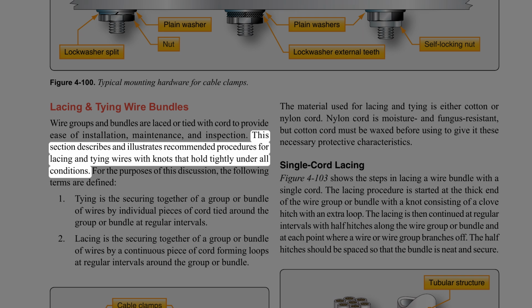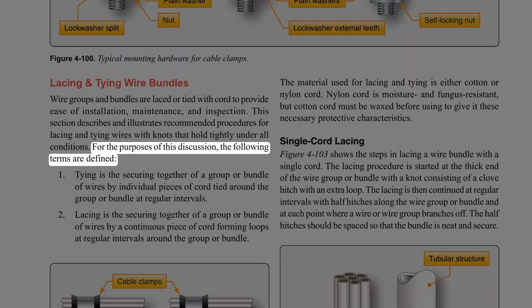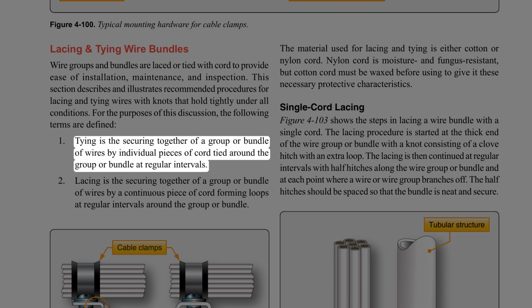This section describes and illustrates recommended procedures for lacing and tying wires with knots that hold tightly under all conditions. For the purposes of this discussion, the following terms are defined. Tying is the securing together of a group or bundle of wires by individual pieces of cord tied around the group or bundle at regular intervals.